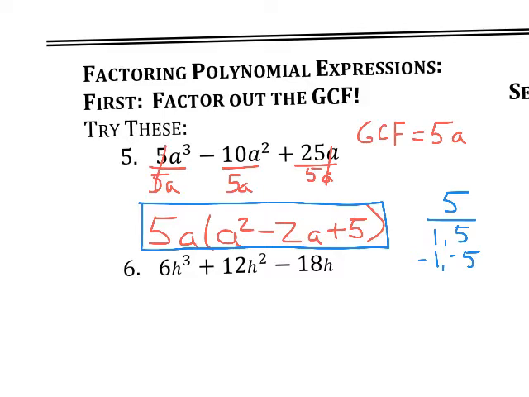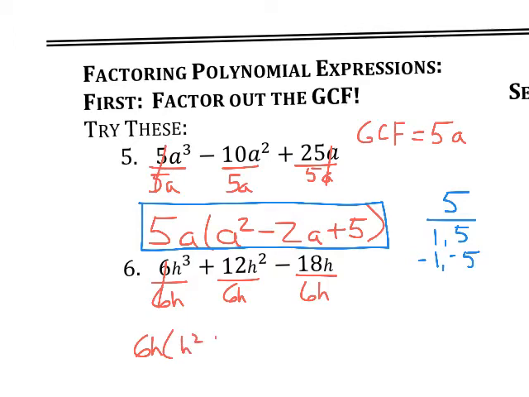So on the second problem, number 6 here, my GCF would be 6h. So I'm going to divide each of these by 6h. Okay, I'm going to throw my 6h out front. So 6's cancel, h to the third, take away an h on bottom is h squared. Remember, that's just subtraction on the exponents.